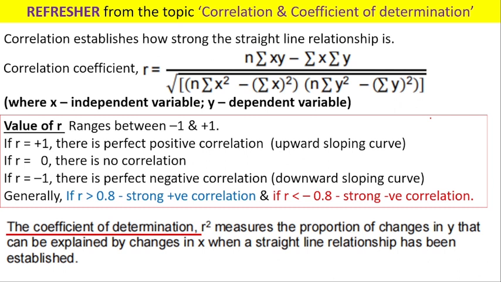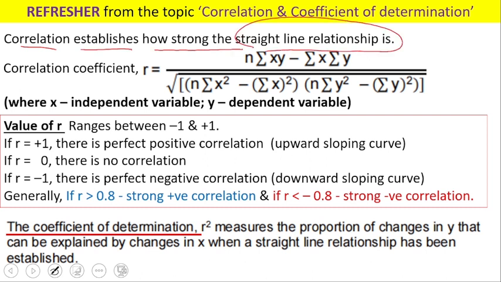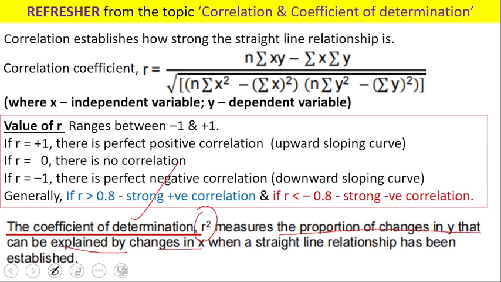Now in this revision slide of correlation and coefficient of determination, I will just highlight the key points that are required for tackling the next question. Correlation establishes how strong the straight line relationship is. If R, the correlation coefficient, is greater than 0.8, then there's a strong positive correlation. If R is less than negative 0.8, then there is a strong negative correlation. The next point to recollect is the coefficient of determination, or R squared. It measures the proportion of changes in Y that can be explained by changes in X.